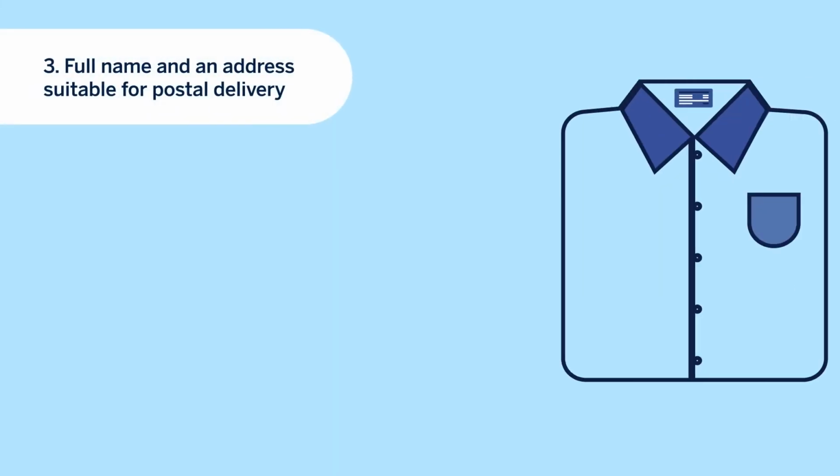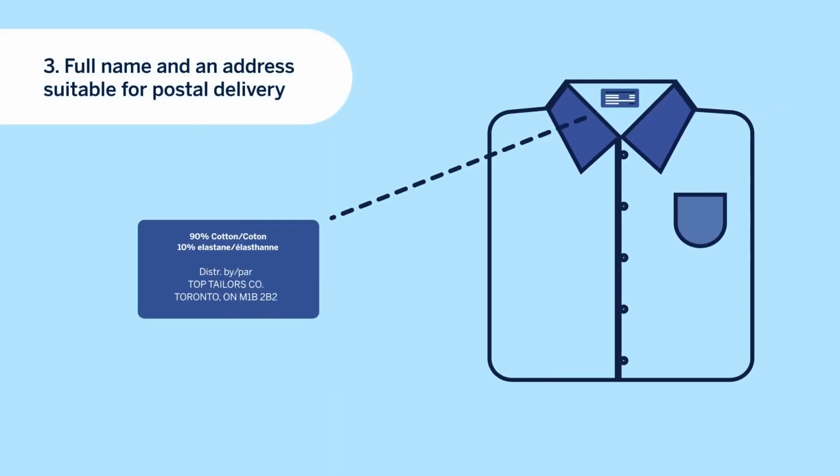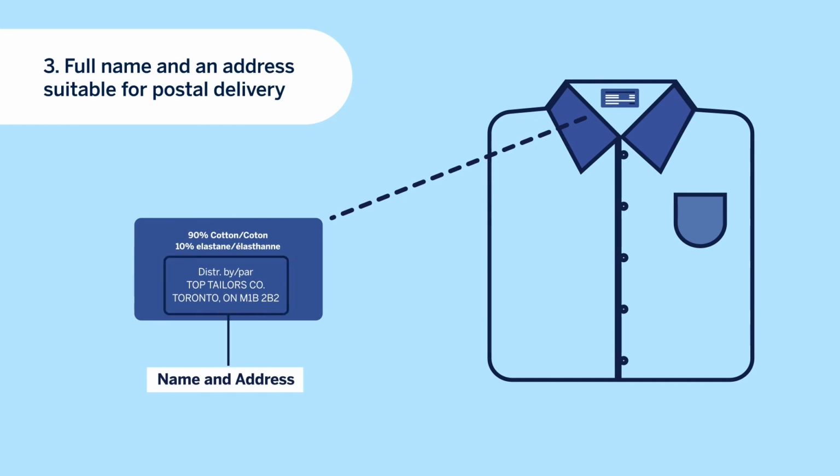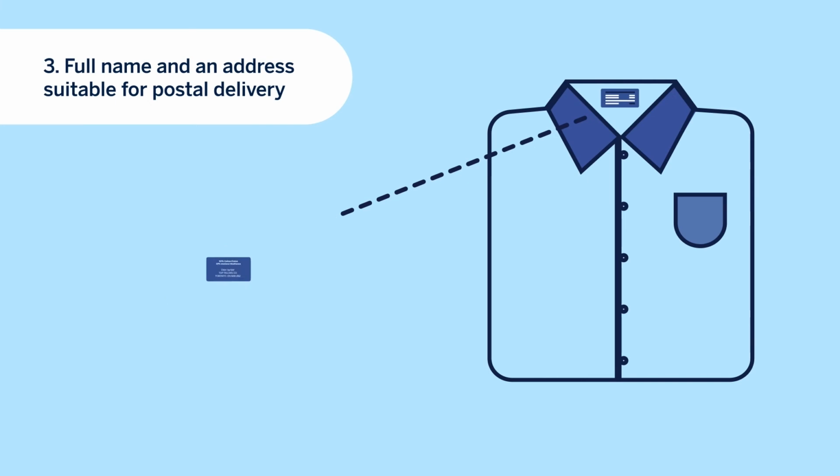The third kind of mandatory information on labels deals with name and address. A dealer must make sure their name and principal place of business is their full name and an address suitable for postal delivery. A name and address are necessary because consumers may wish to get in touch with a business to ask questions or seek additional information.